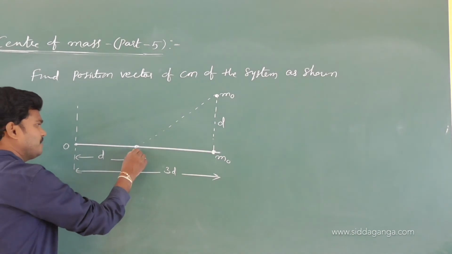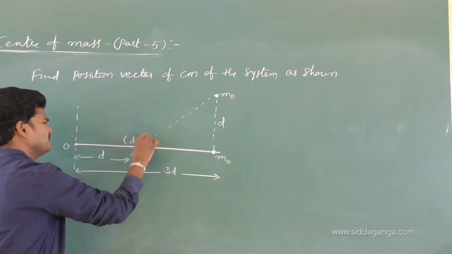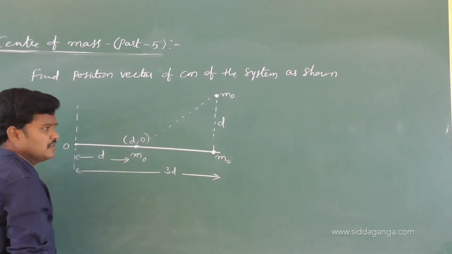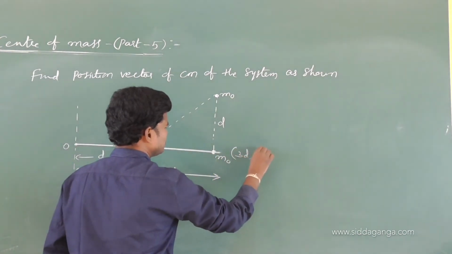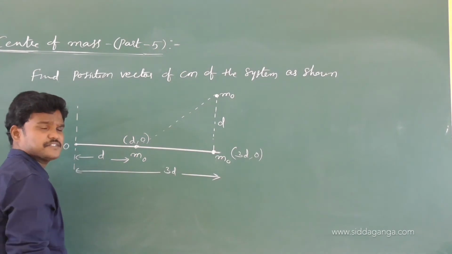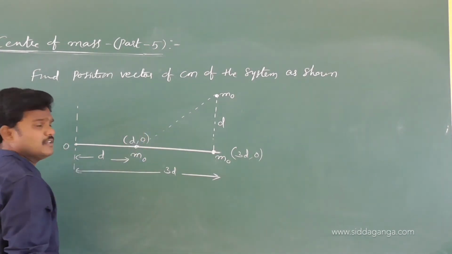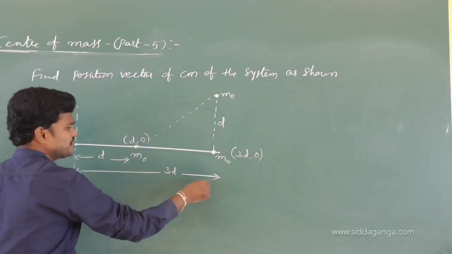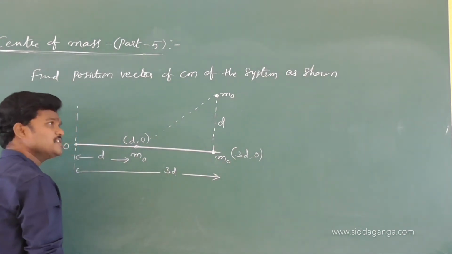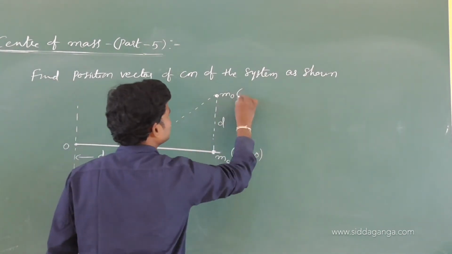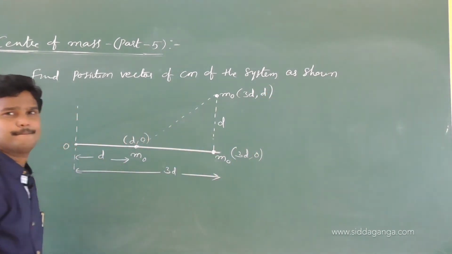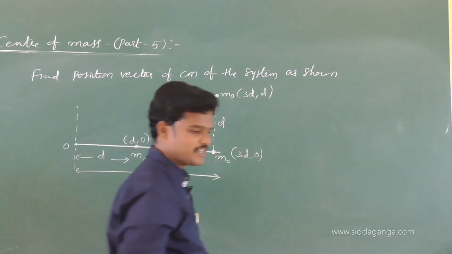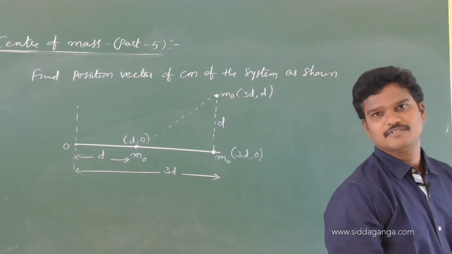So the coordinates of the first one are d comma 0 because it is along the x axis. Coordinates of the second one are 3d comma 0 because this is also along the x axis. The third particle is at a distance of 3d from origin and at a height of d. So the coordinates are very clear, 3d comma d. Then find X_CM, Y_CM and R_CM. First find X_CM.